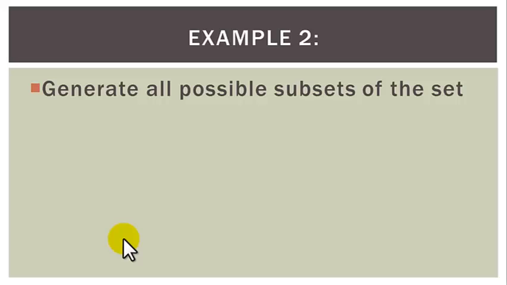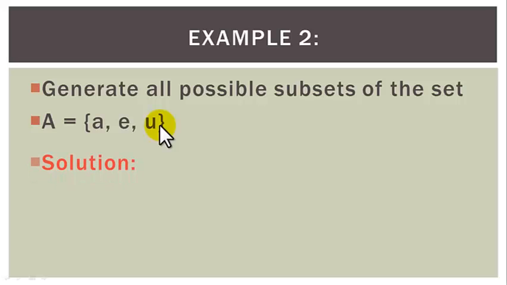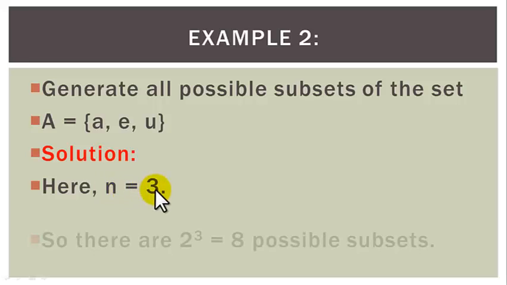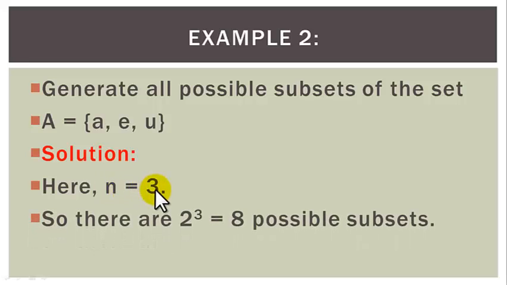Let us generate all possible subsets of the set A consisting of the element a, e, and u. Solution. Here, the number of elements in this set is 3. That's n is equal to 3. Which therefore means that we can generate altogether 2 to the power 3, which is equal to 8 possible subset of A.